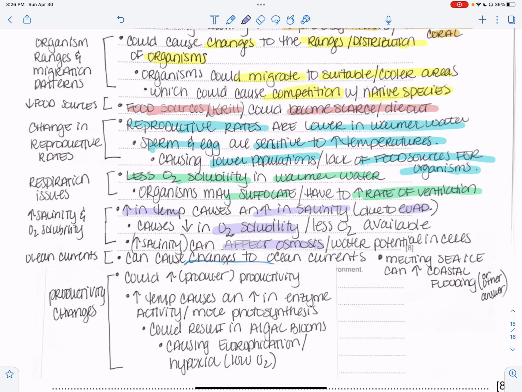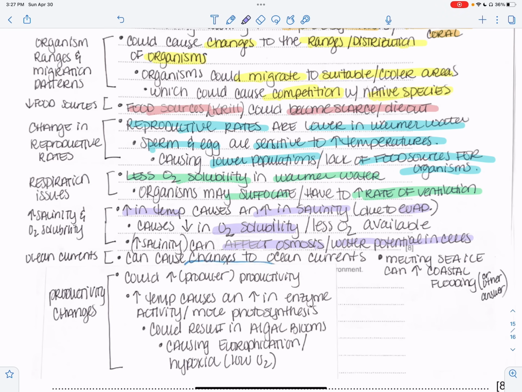The increase in salinity specifically can affect osmosis and will cause more water loss if there is a greater salinity gradient from what's in the environment, in the water, to what's in the organism tissues. They will lose water a lot faster, and take on salts as well. So this can affect osmosis or the water potential in cells.